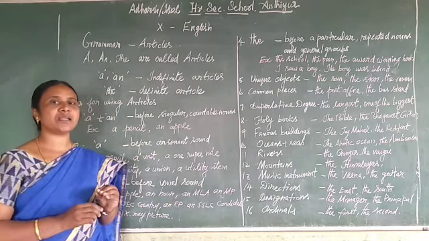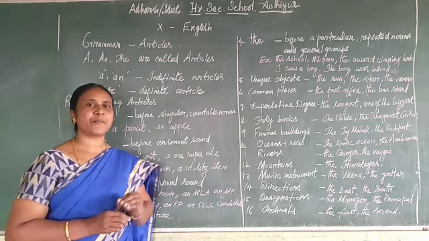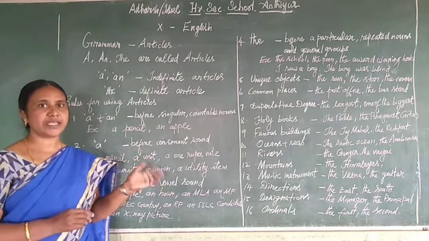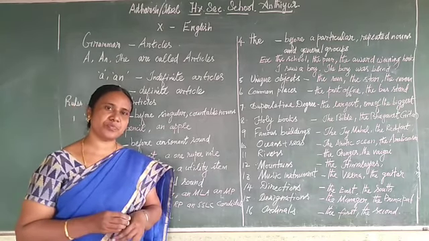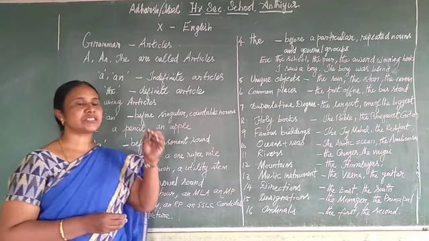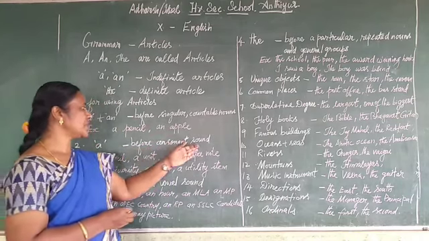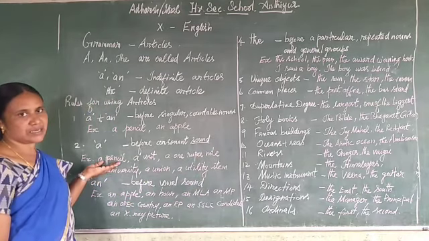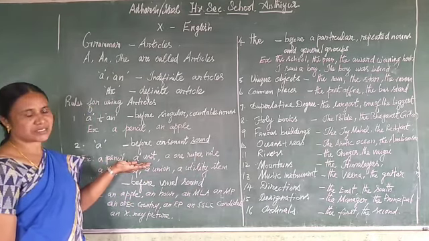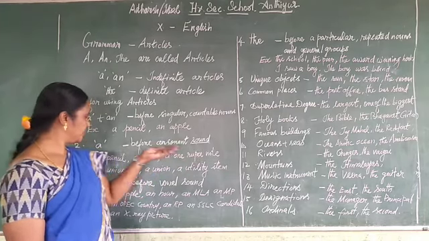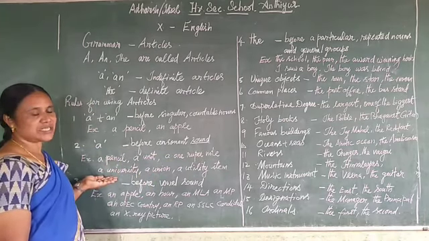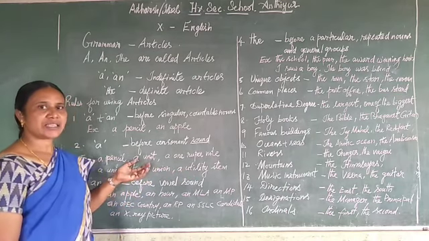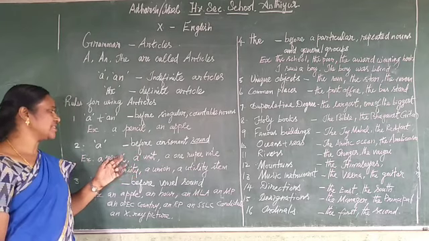So we use a before a consonant sound, not a consonant letter. Here a is used before a consonant sound. Example: a pencil, a unit, a one rupee note, a university, a union, a utilitarian.